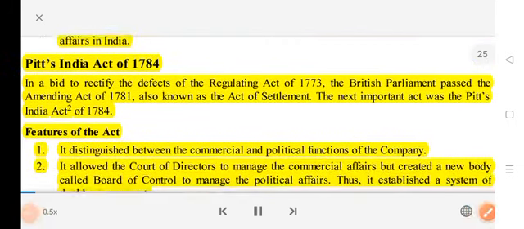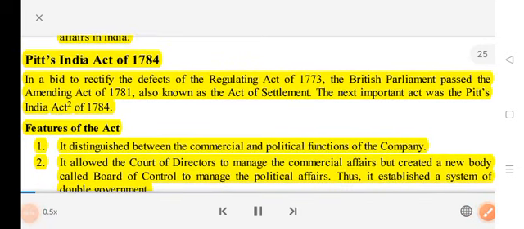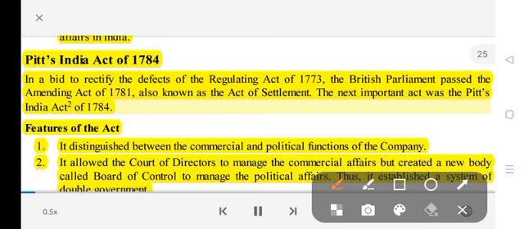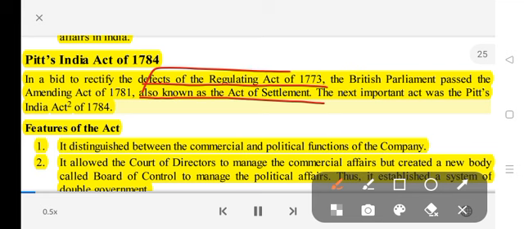The Act of 1784 enabled the rectification of the defects of the Regulating Act of 1773. The British Parliament passed the Amending Act of 1781, also known as the Act of Settlement. The next important act was the Pitt's India Act of 1784.